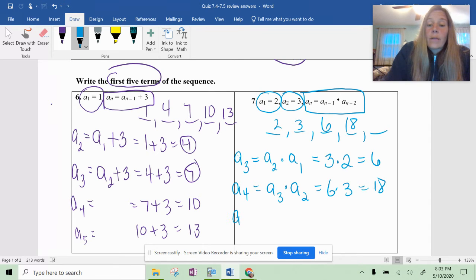And then if I were to find my last one, because remember this is a sub 1, this is a sub 2, a sub 3, a sub 4. To find a sub 5, I'm going to take the 18, which is my a sub 4. I'm going to multiply it by the 6, which is my a sub 3.